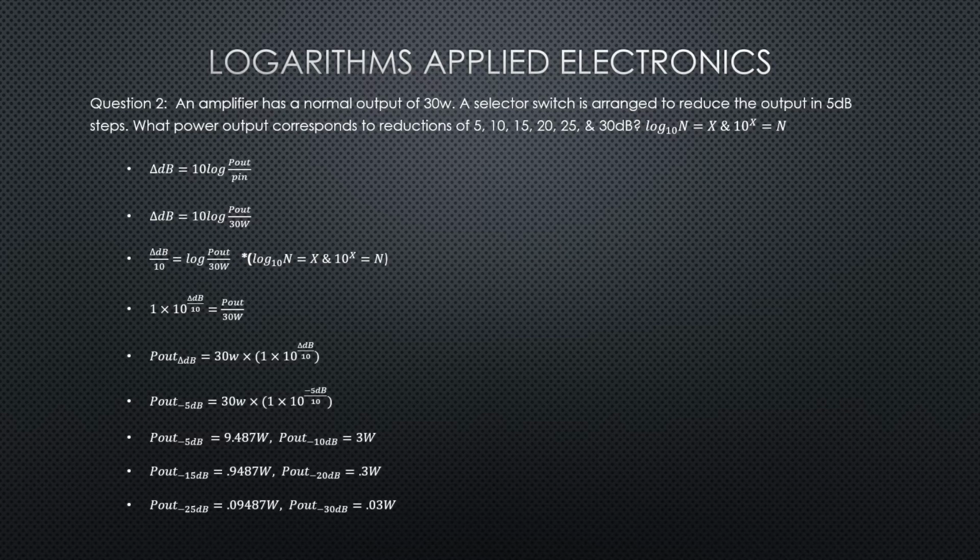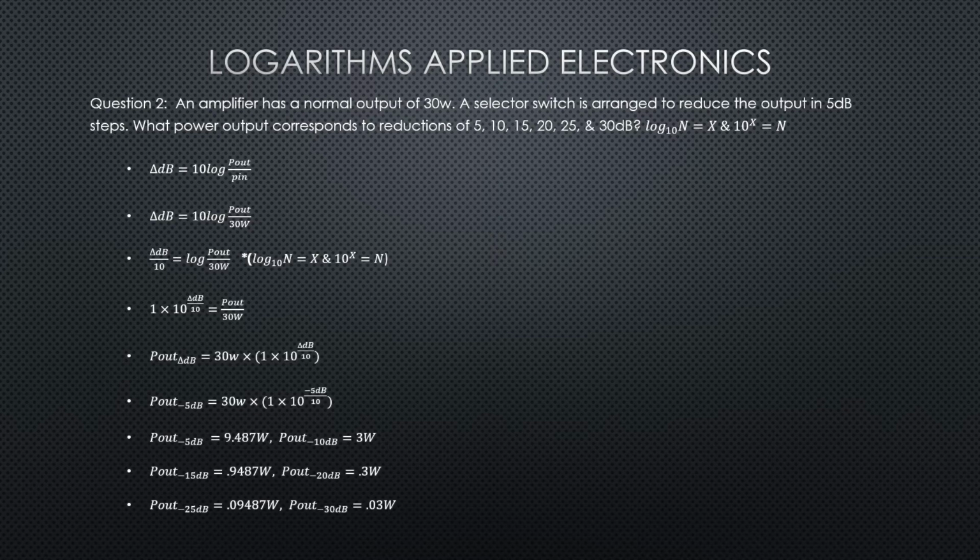So now we're going to solve that equation in terms of P out. And now the delta dB is our 5, 10, 15, 20, 25, 30 reductions. Because they're reductions, they're going to be minus dB. And we can now solve for P out at minus 5 dB and put it into that formula. And we're going to do the exact same thing for minus 10, minus 15, and minus 20, just in the delta dB part of the formula. Just put those numbers in.